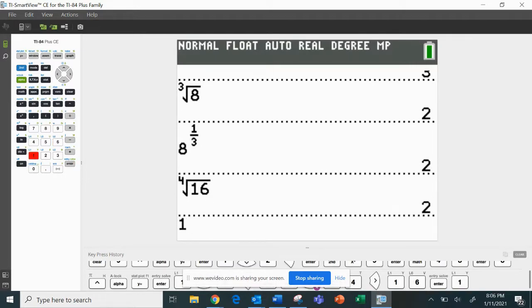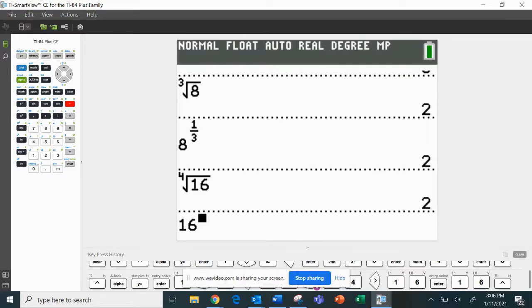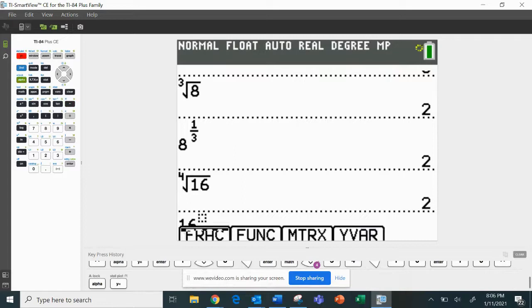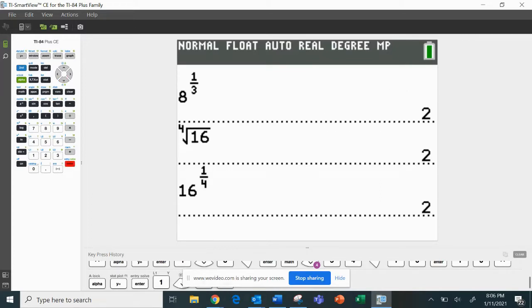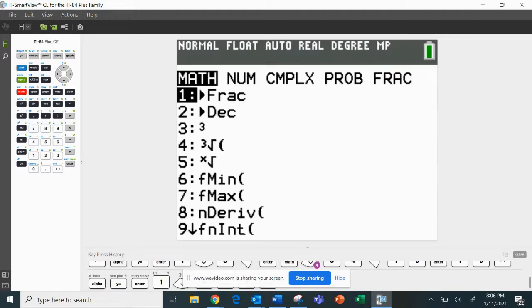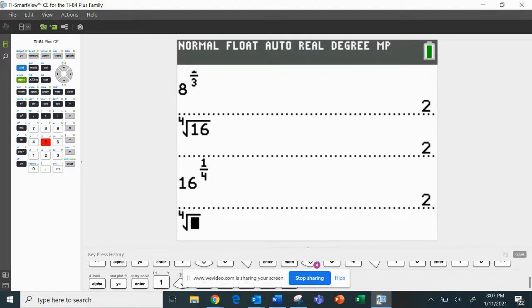And then we're also going to do 16 caret alpha y equals, enter, 1/4, and we get 2. So those work. If you have an older calculator, you might not be able to do this as easily. You might have to do 4 first, then do math, then choose the 5th option, and it will know that you want the 4th root. It's going to look different than mine.